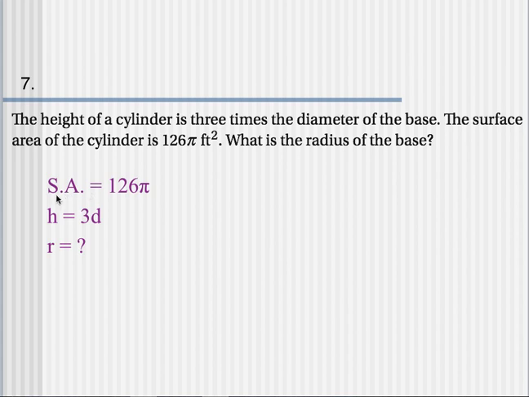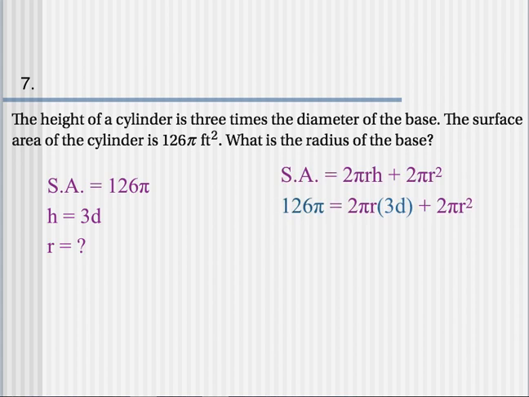Since they're telling us the surface area of a cylinder, let's start with our formula for cylinder surface area. Now, here's the deal. If we plug in what we know, that means we could replace SA, surface area, with 126 pi, and H with 3 times D. But here's the problem with plugging in 3D here. That means we're going to have more than one variable in the same problem. We'll have both R's and D's, which would make it really difficult to solve.